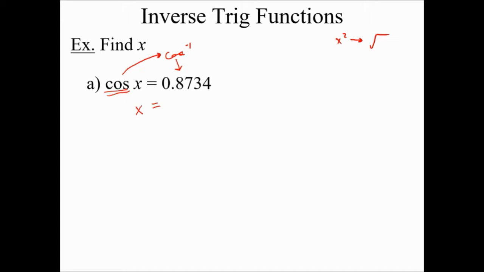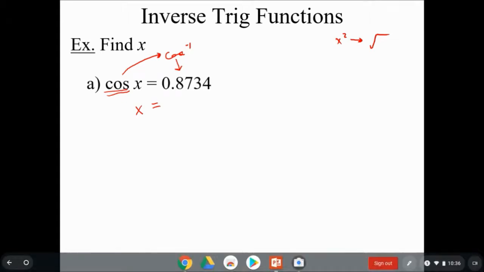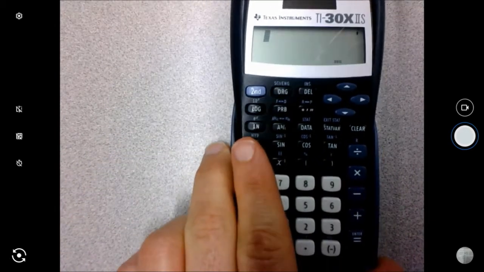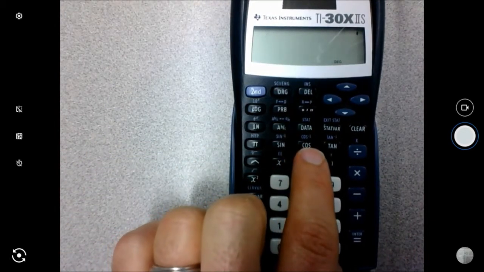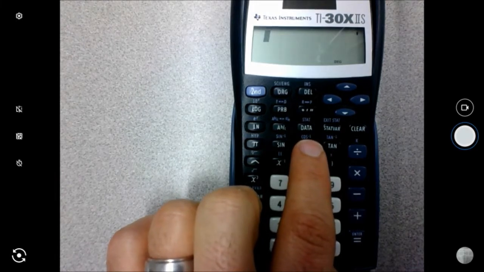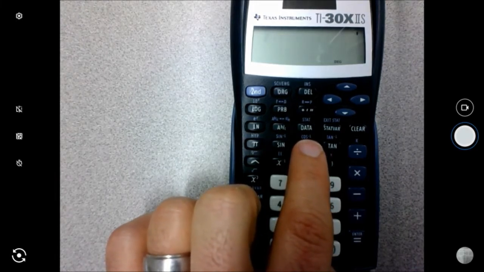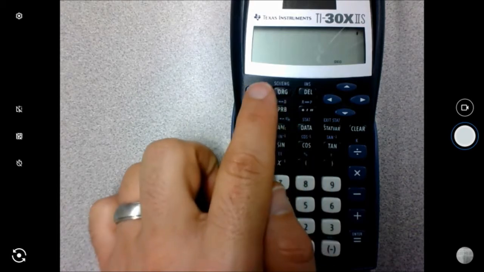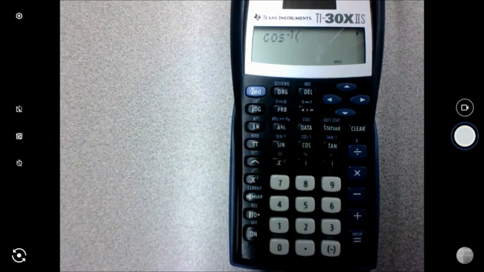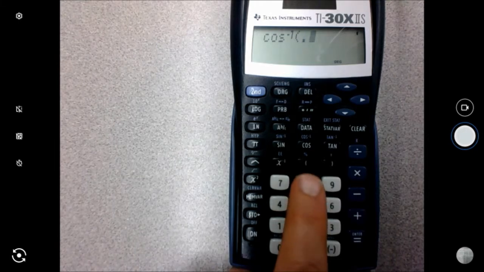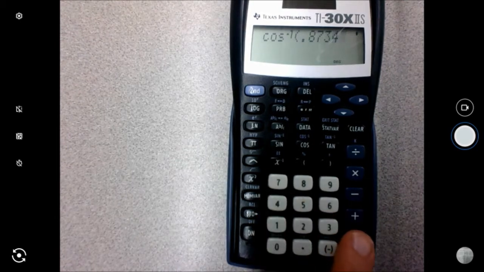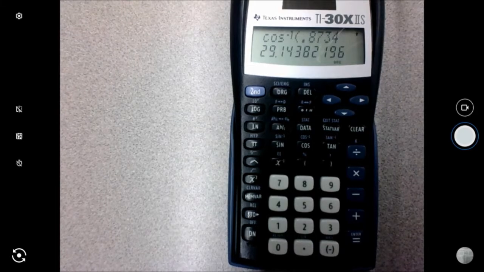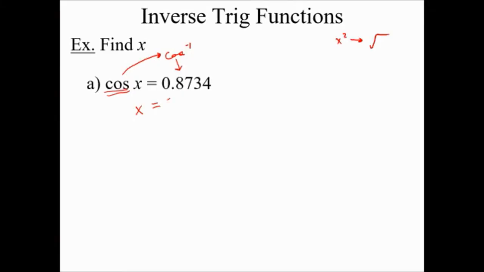I'm going to do the opposite of the cosine. Now, on my calculator, I'm not going to press the cosine button, but notice that above the cosine, there's a little cosine -1. That's the opposite of the cosine, the inverse cosine. So I'm going to type on my calculator second and then cosine. We're undoing the cosine. And then I'm going to type that decimal that I had on the right side. It was 0.8734. So this now is my x. This is the result of undoing the cosine on both sides. So I find that x is equal to 29.1.